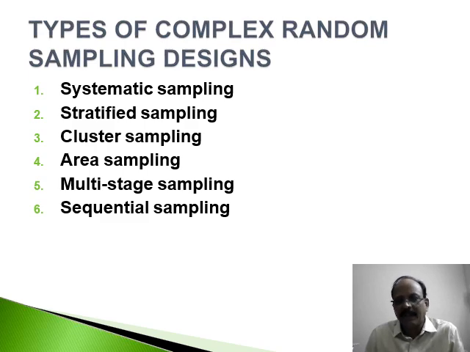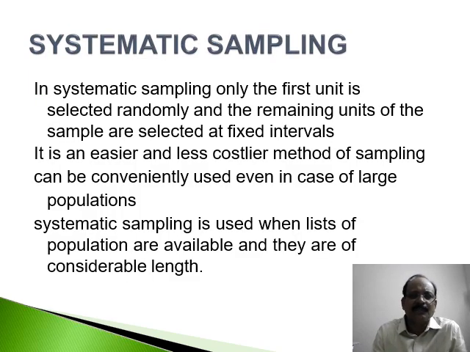Stratified random sampling, systematic sampling, cluster sampling, these are the different types you can use here. Systematic sampling means that only the first unit is selected randomly and the remaining units of the sample are selected at fixed intervals. That means you only have to draw the first element, and the interval you have to fix. It is an easier and less costly method of sampling and can be conveniently used even in the case of large populations.